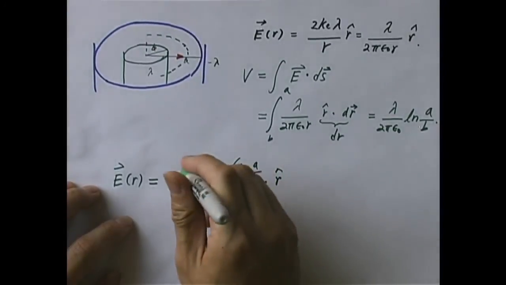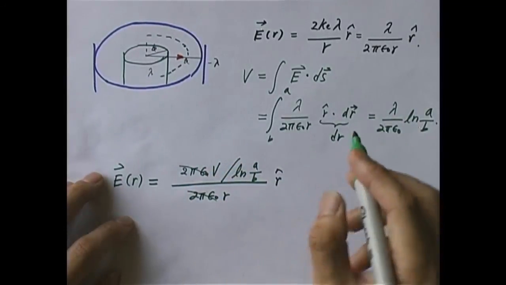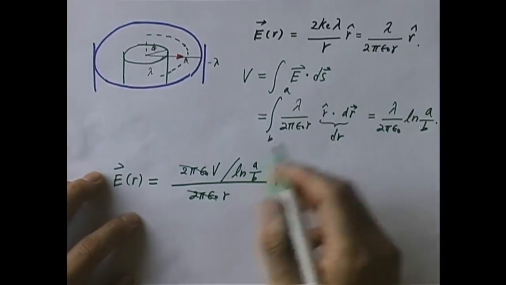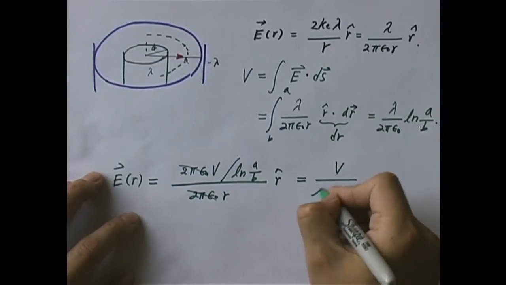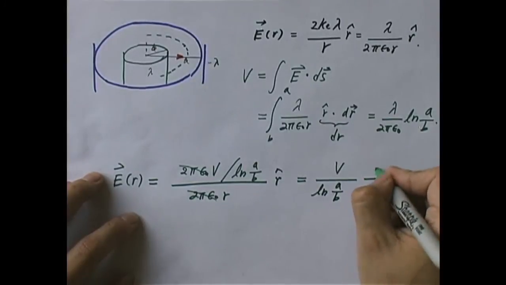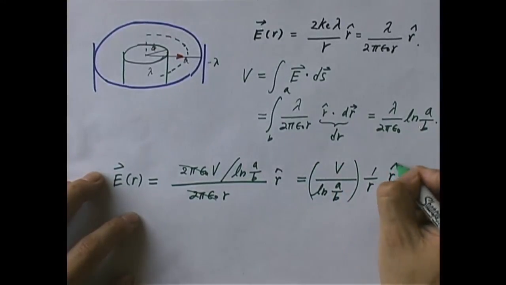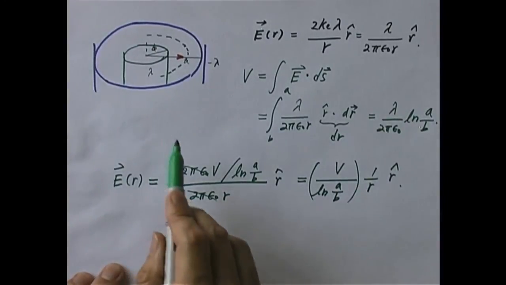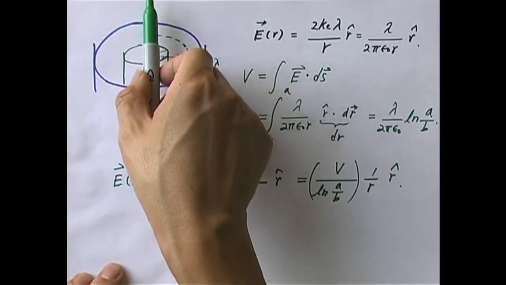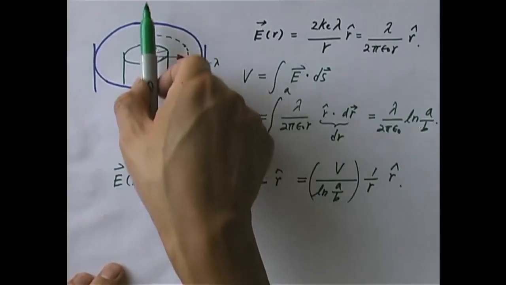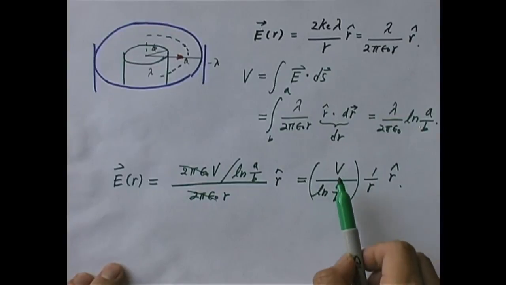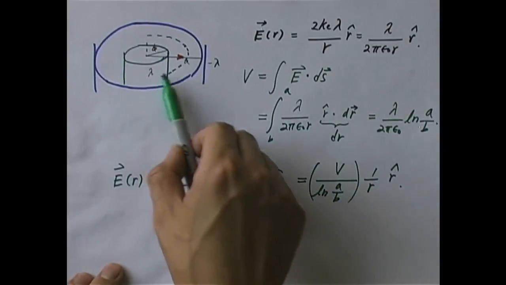Do some cancellation: 2 pi epsilon naught, 2 pi epsilon naught. And what do we get? We get the expression of E as a function of V. It's V divided by the natural log of a over b, then 1 over r, times the unit vector along the r direction. So you see, you have a 1 over r electric field as expected. That is true outside any cylindrically symmetrical charge distribution. It's always 1 over r. And the constant in front of it does not have lambda anymore, rather it has the potential difference V, which you can easily measure.